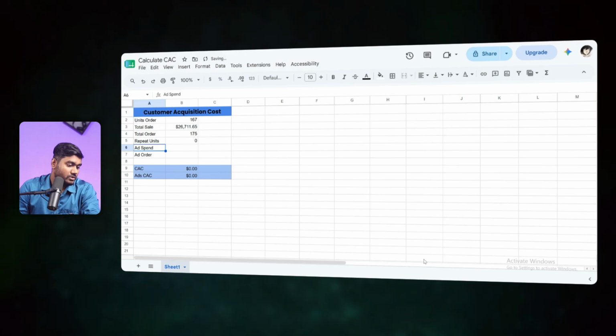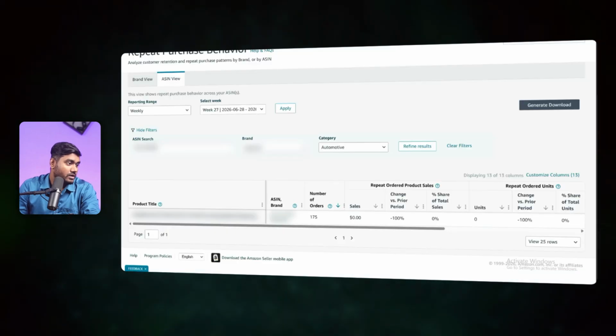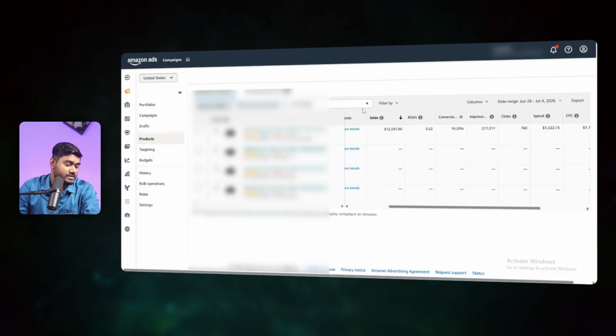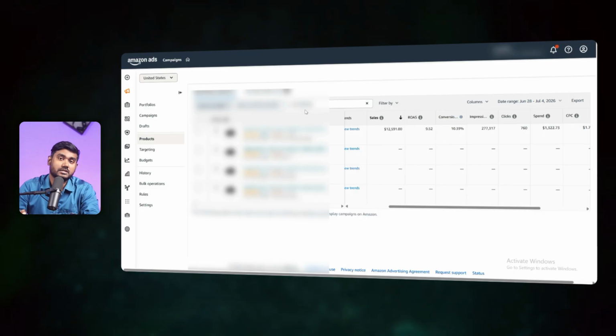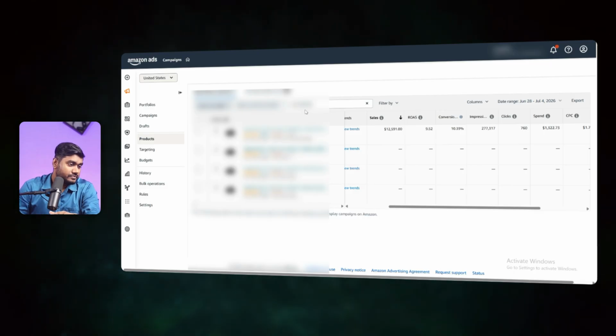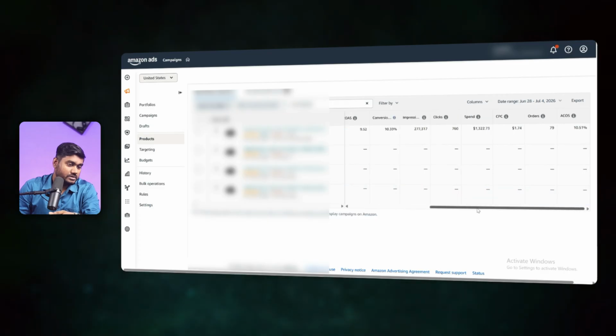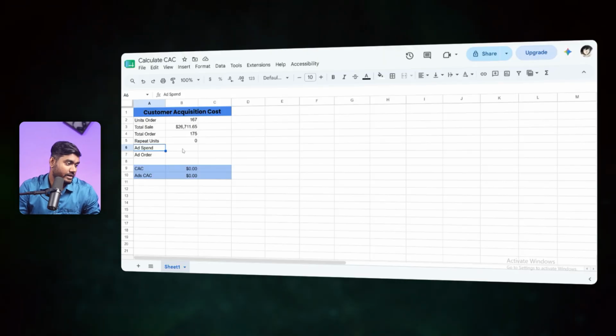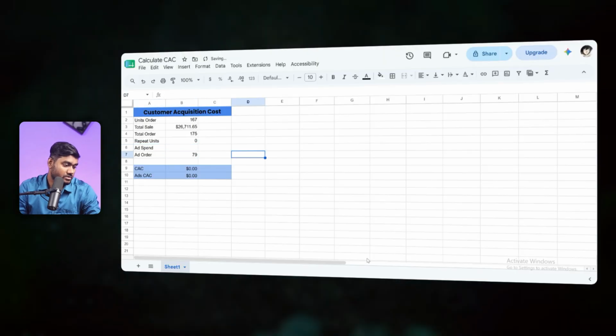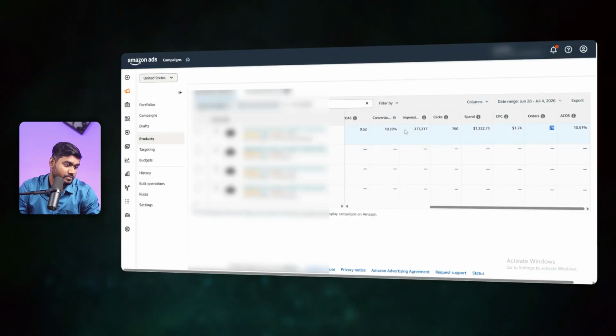And now I will go back to my advertising site, and from here you can see I am in my product section and I have searched with the ASIN that I am trying to understand. I will see how many units of water I got from advertising, like 79 units. And to get these sales I spent around $1,300.